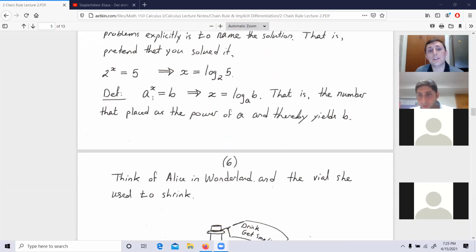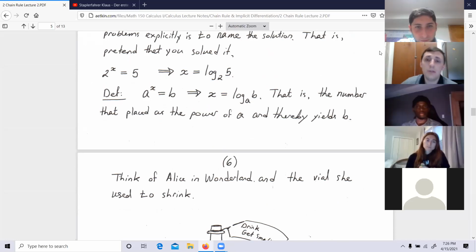So this is the definition. A to the x is equal to b means x is going to be written as log base a of b. You should think of it as just saying, if you place this expression on top of a, you get b. You see, a is on the bottom and b is here. It's just a notation to say, place on top of a and you will get b.